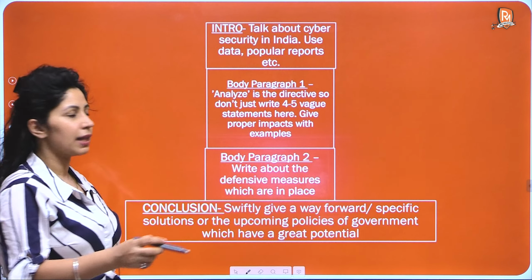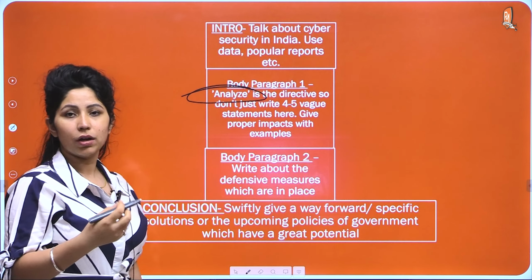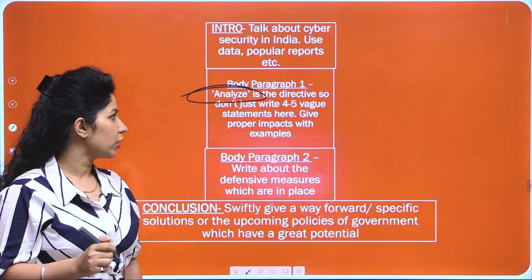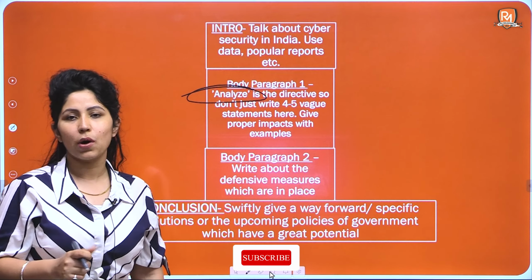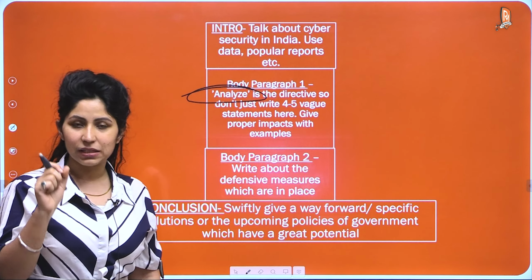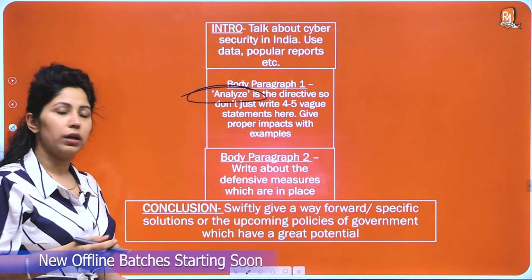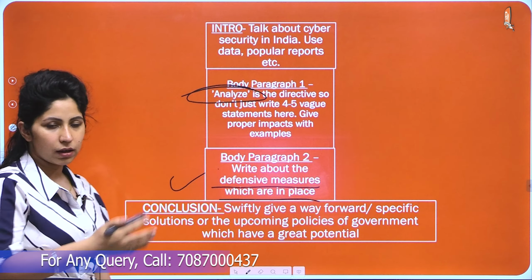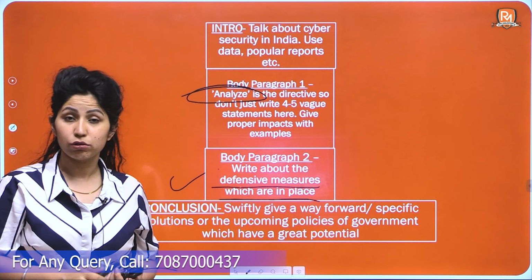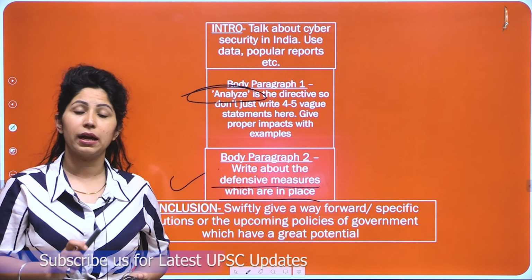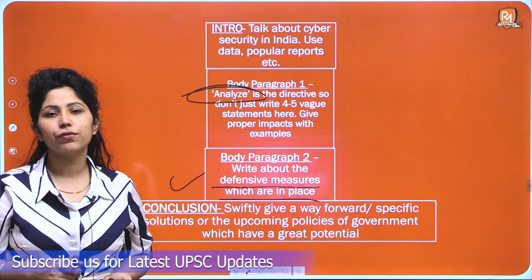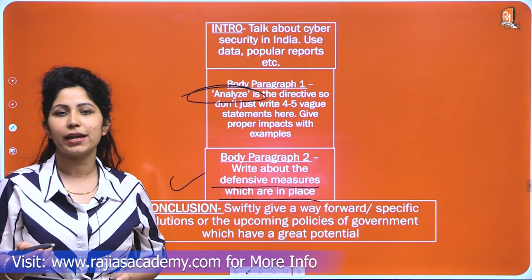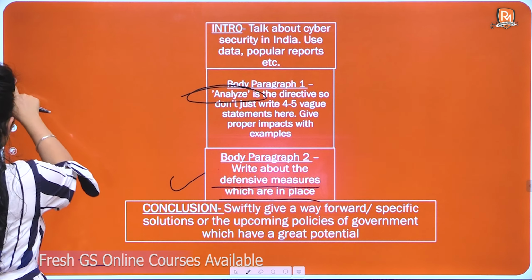Your body paragraph will contain the analysis of cyber attacks on internal security of India. And you'll have to write those points with examples. You'll have to write down specific impacts, not general impacts. So the second body paragraph will have defensive measures which are already in place. And at the end, you can give a conclusion by giving solutions on how we can prevent cyber attacks, or how India can increase its cyber security, or give a way forward, or just sum up what you have written in the answer. Just praise the efforts of India and its contribution to cyber security.